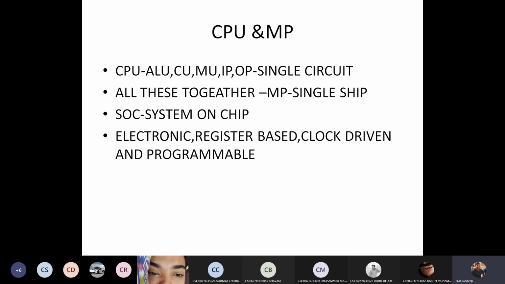So what is the microprocessor? The microprocessor is an electronic device or electronic circuit which is register based, clock driven, and programmable, which takes the input in the form of binary, processes it, and gives the information in the form of binary. That is the definition of a microprocessor. A microprocessor is an electronic device, a register based, clock driven, programmable circuit which takes the inputs in binary, processes them, and gives the information, that means output, back to the user in binary.